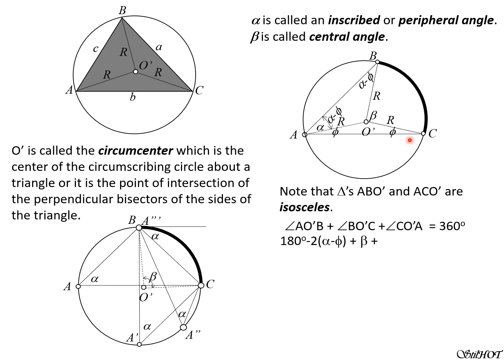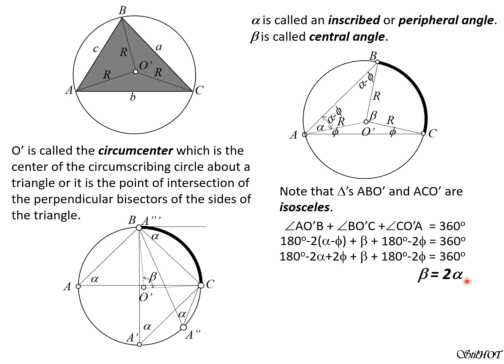So 180 degrees minus 2P equals 360 degrees. Simplifying, we have 180, 180, 360 out. Then we have negative 2 alpha plus 2P. Anyway, let's expand first. We can simplify this into beta equals 2 alpha because we cancel out 360 degrees. We also cancel out 2P and negative 2P, leaving beta minus 2 alpha equals 0, so beta equals 2 alpha.